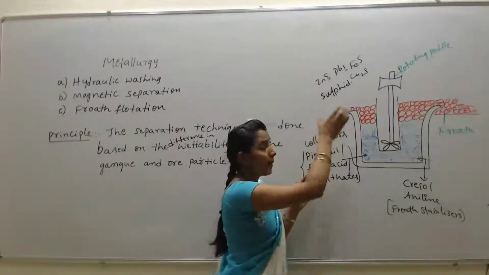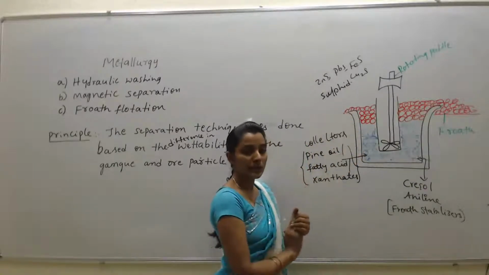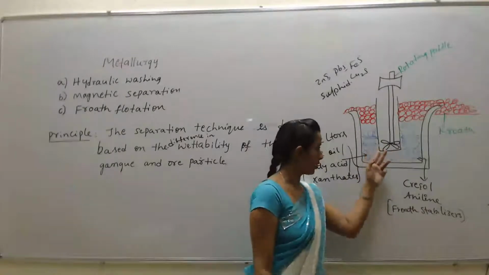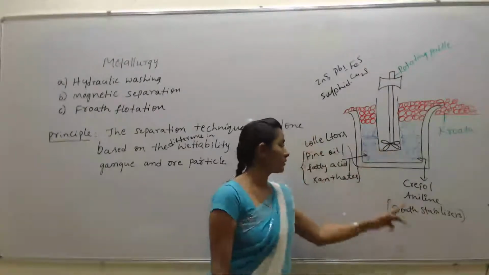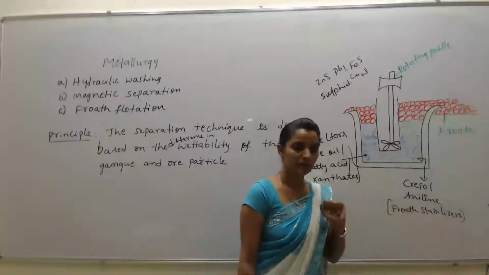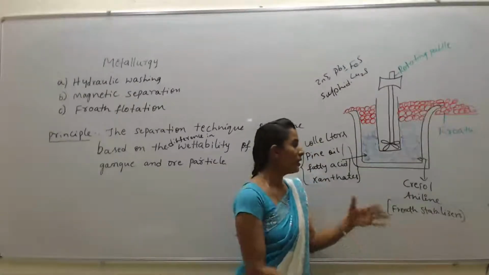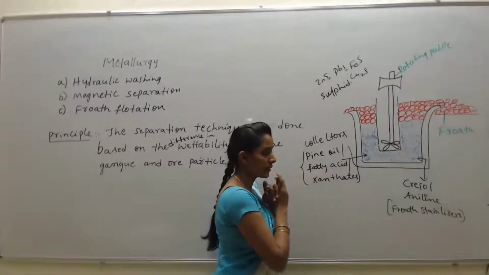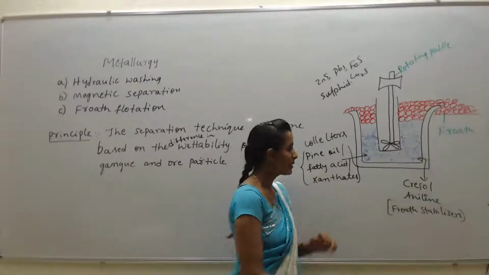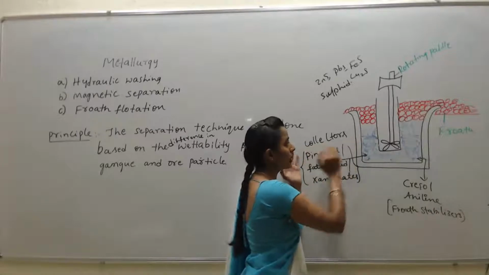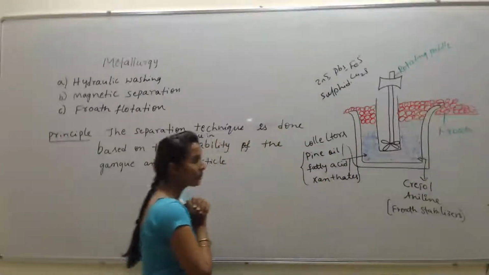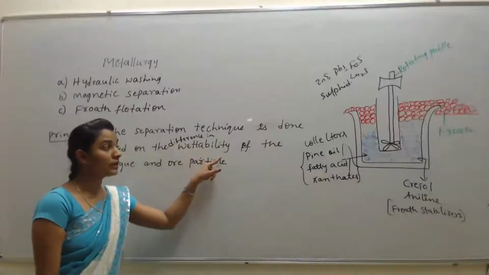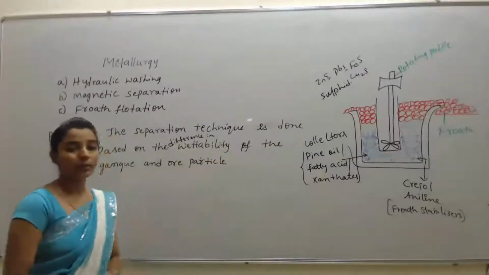So listen, the powdered ore is made into a suspension. That suspension consists of the powdered ore mixed with water. Along with water, these collectors and the froth stabilizers are added. Okay. So what is the role of this pine oil, fatty acid, xanthates, and aniline and cresol? So these are called what? Collectors. So here the principle is based on the difference in the wettability of the ore and the gangue particle.